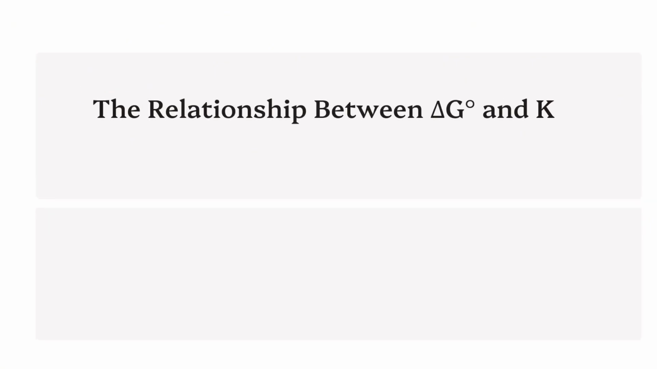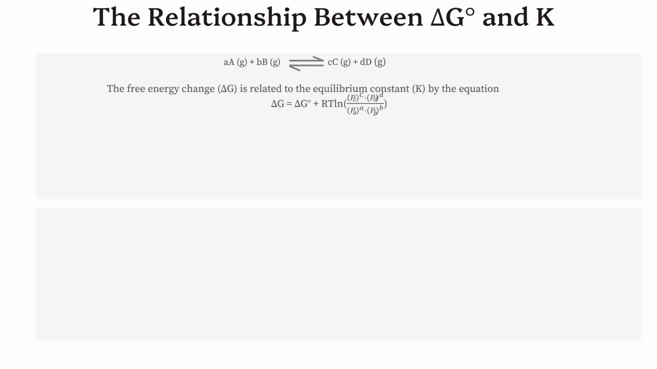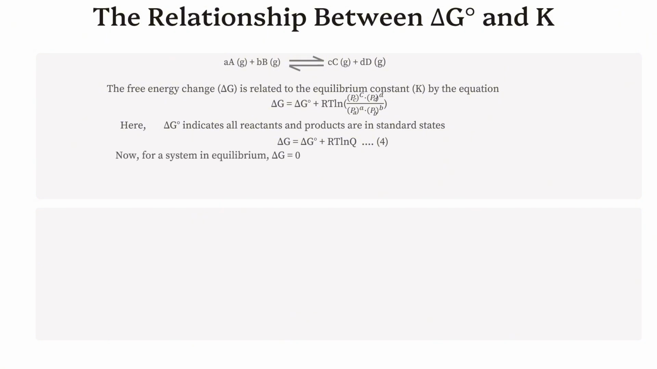Now let's learn how Gibbs free energy is related to the equilibrium constant. Let's assume a reaction such as this. Now, the free energy change is related to the equilibrium constant by the equation shown on screen. Here, del G naught indicates all reactants and products are in standard states. Now, for a system in equilibrium, del G would be 0. That suggests del G naught equals minus RT ln Q or minus RT ln Kp, as in gases, Kp equals Q.